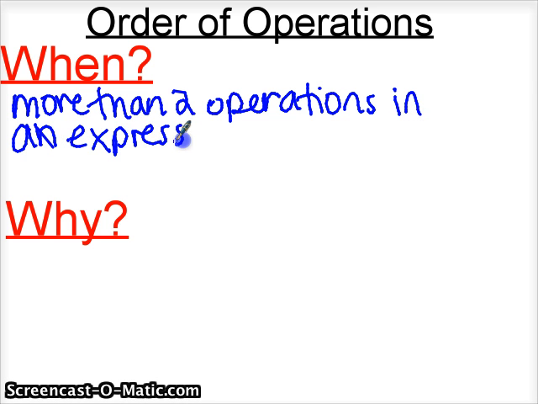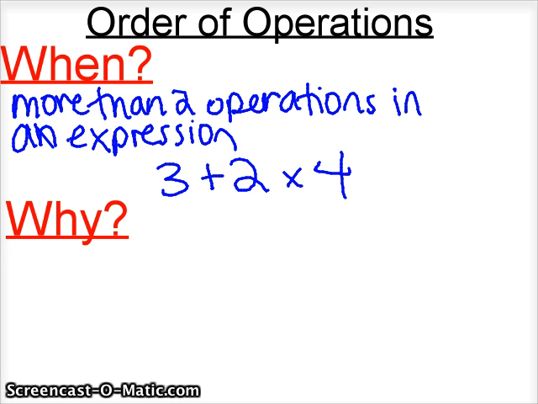For example, let's take a look at this expression, 3 plus 2 times 4. The two operations are addition and multiplication. So we would need an order to tell us which one to do first.